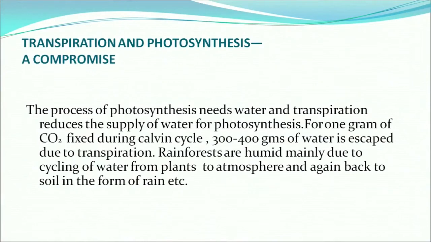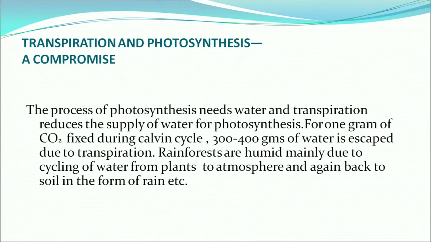Now, transpiration and photosynthesis are called a compromise. Why? The process of photosynthesis needs water, and transpiration reduces the supply of water. That is also needed for photosynthesis. For 1 gram of CO2 fixed during the Calvin cycle, 300 to 400 grams of water is lost during transpiration.